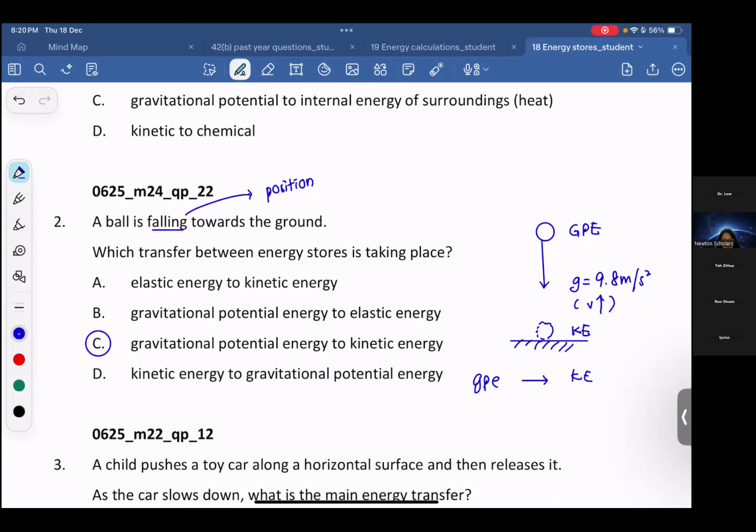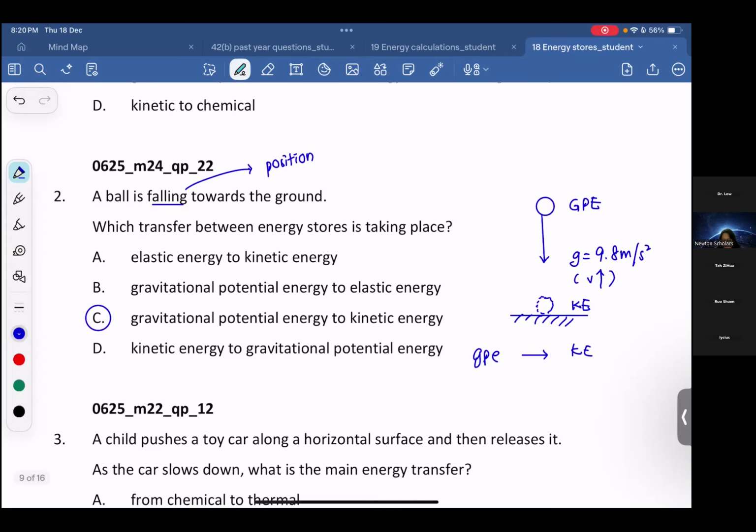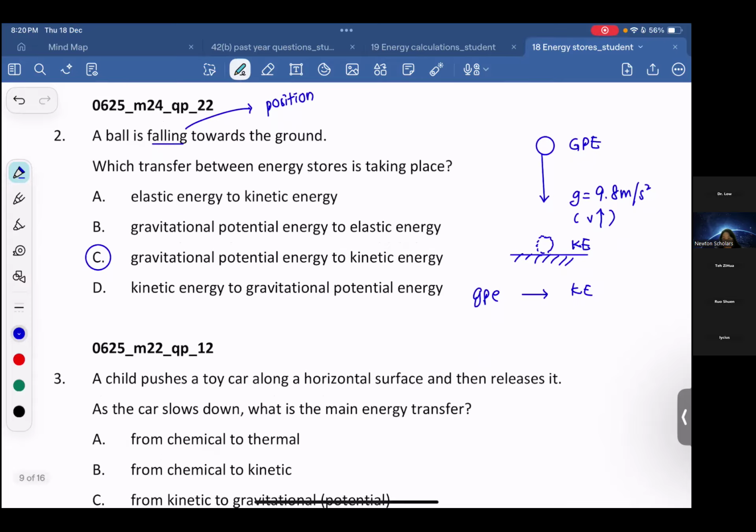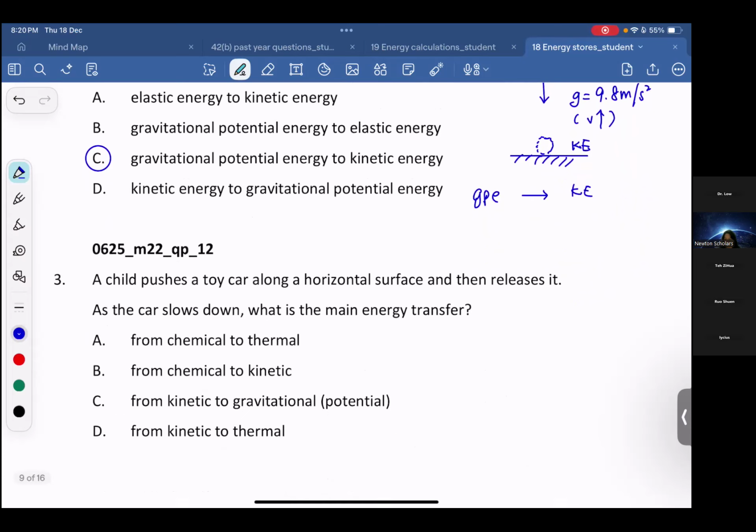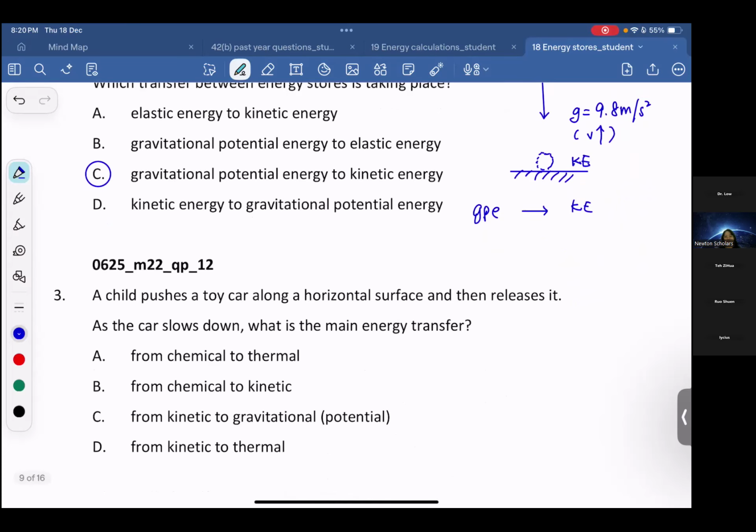Okay, can I proceed to question number 3? A child pushes a toy car along a horizontal surface and then releases it. As the car slows down, what is the main energy transfer? It slows down. So what energy transfer?